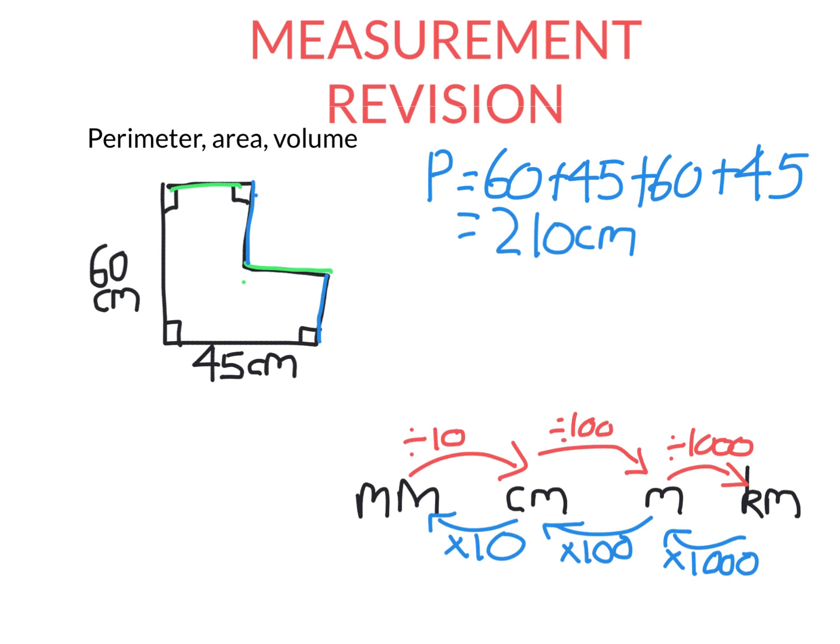So if I want to convert 210 centimeters to meters, starting at centimeters, I go 210 divided by 100. So the perimeter in meters is 210 divided by 100. It's 2.1 meters around the outside of this shape.